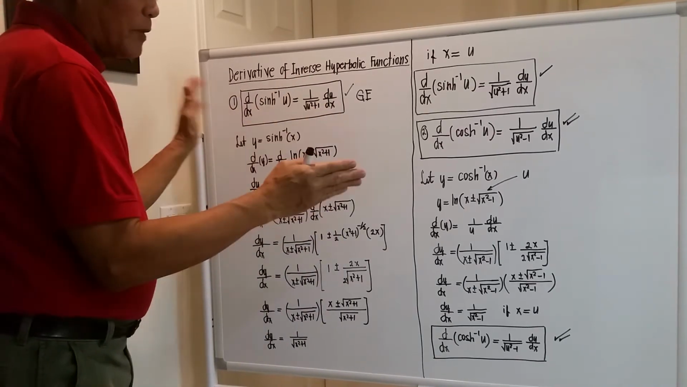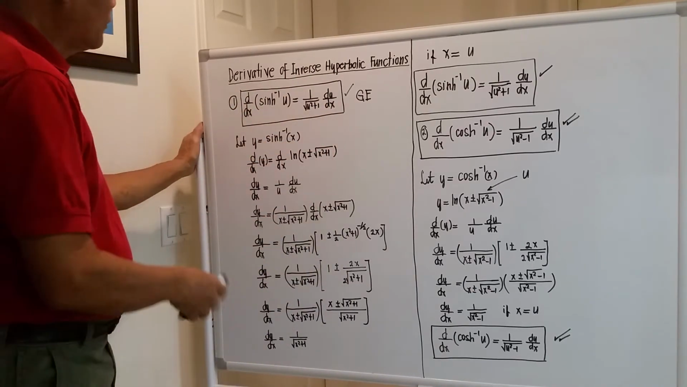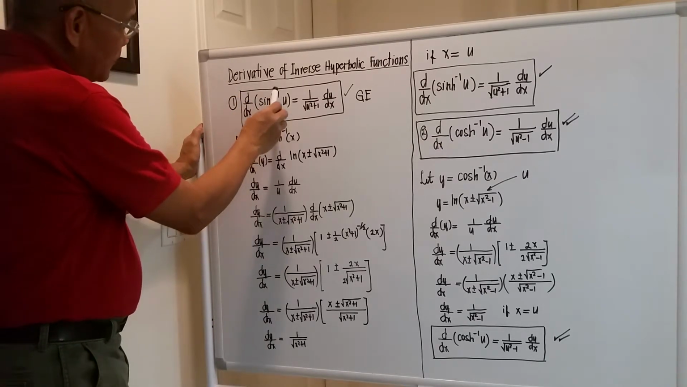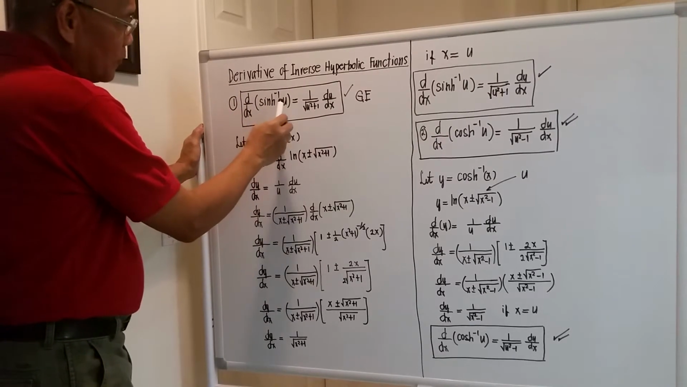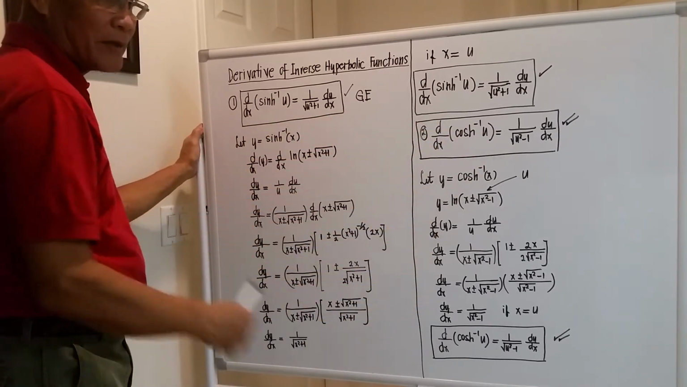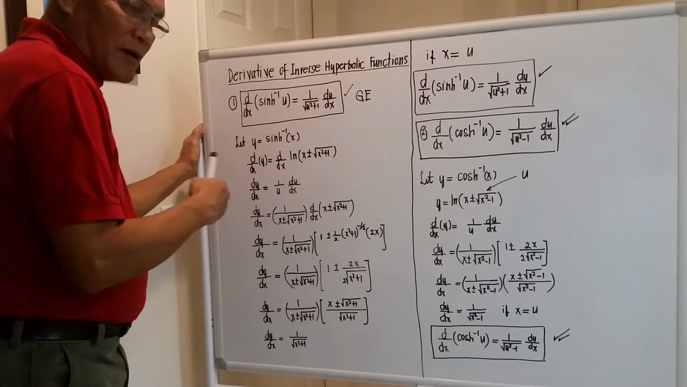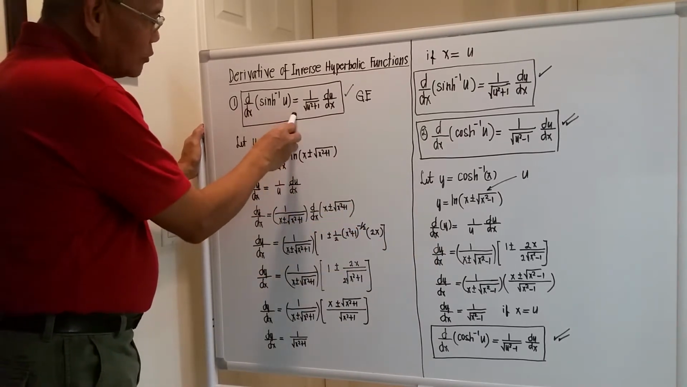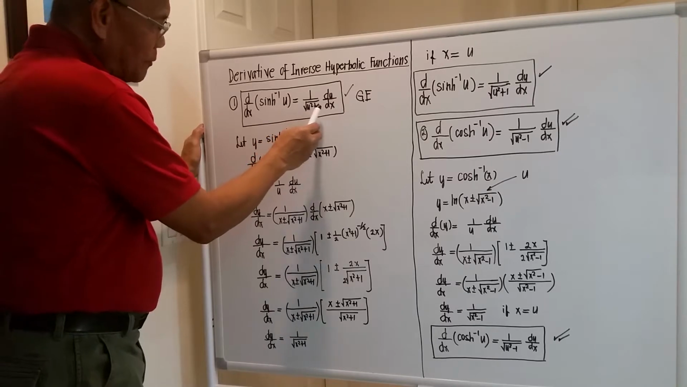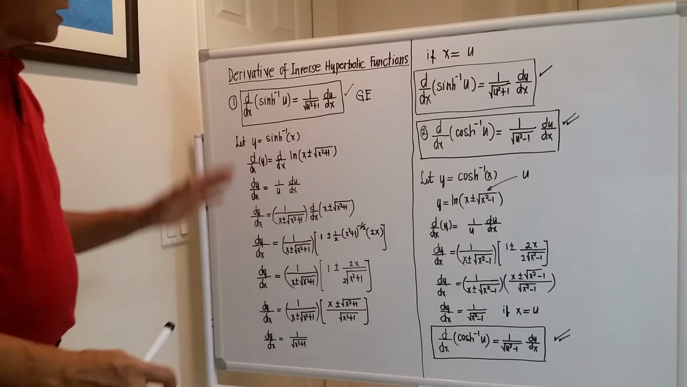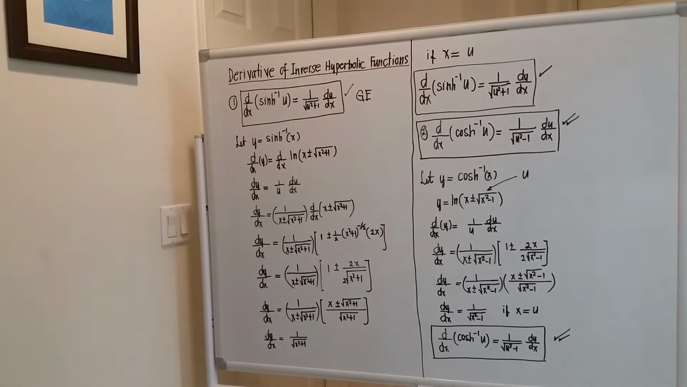I will repeat it before I proceed with the derivation. The derivative with respect to x of inverse hyperbolic sine of u, where u could take any function, could be algebraic, trigonometric, exponential, or logarithmic, is equal to 1 over the square root of u squared plus 1 times du dx. Okay, let's proceed with the derivation.